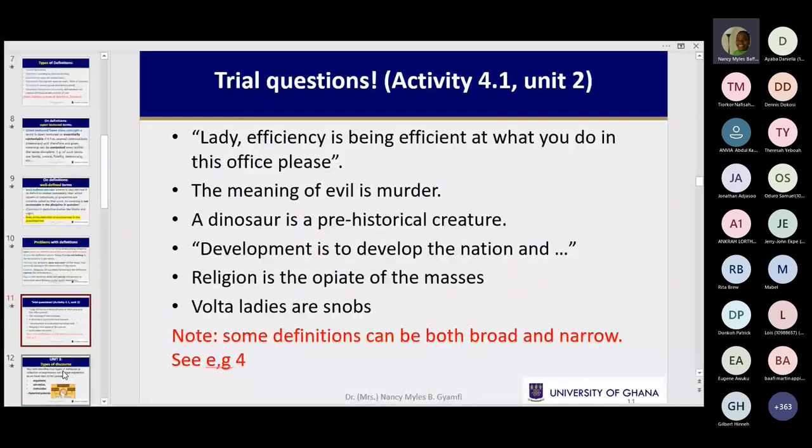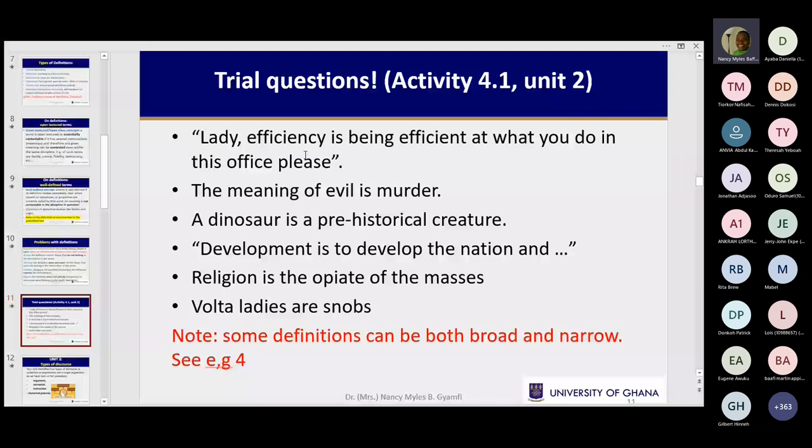So this example on your screen now is from your textbook. Those who have it, you have seen them. Efficiency is being efficient at what you do in this office. Poor national service person, she doesn't understand that. Efficiency is being efficient at what you do. Yes, this is secular. I'm sure you can see.